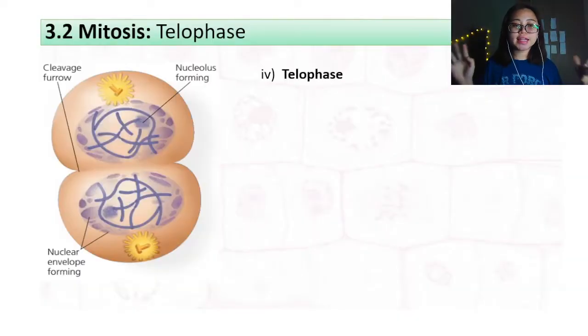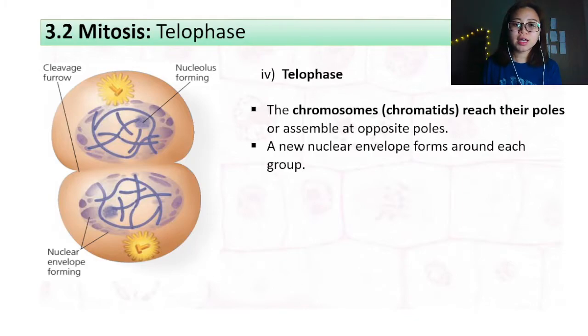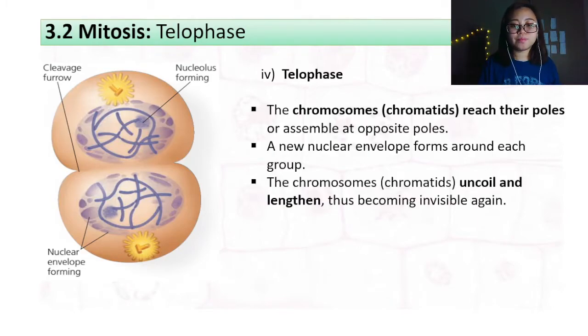Now let's look at the final stage in mitosis. The fourth stage is telophase. In telophase, the chromosomes or chromatids reach their poles or assemble at opposite poles. A new nuclear envelope will form around each group. Okay, semua kromosom tu separuh akan sampai di kutub satu, separuh lagi akan sampai di kutub satu lagi, opposite poles, kutub yang bertentangan. Okay, lepas tu nuclear envelope untuk nukleus baru akan terbentuk di sekeliling setiap grup.